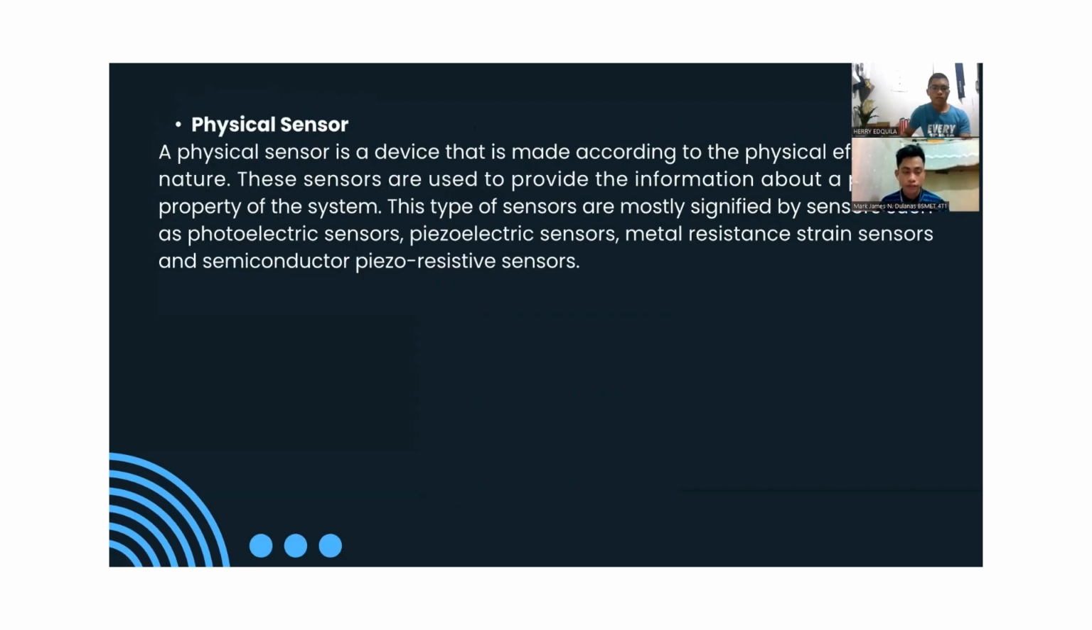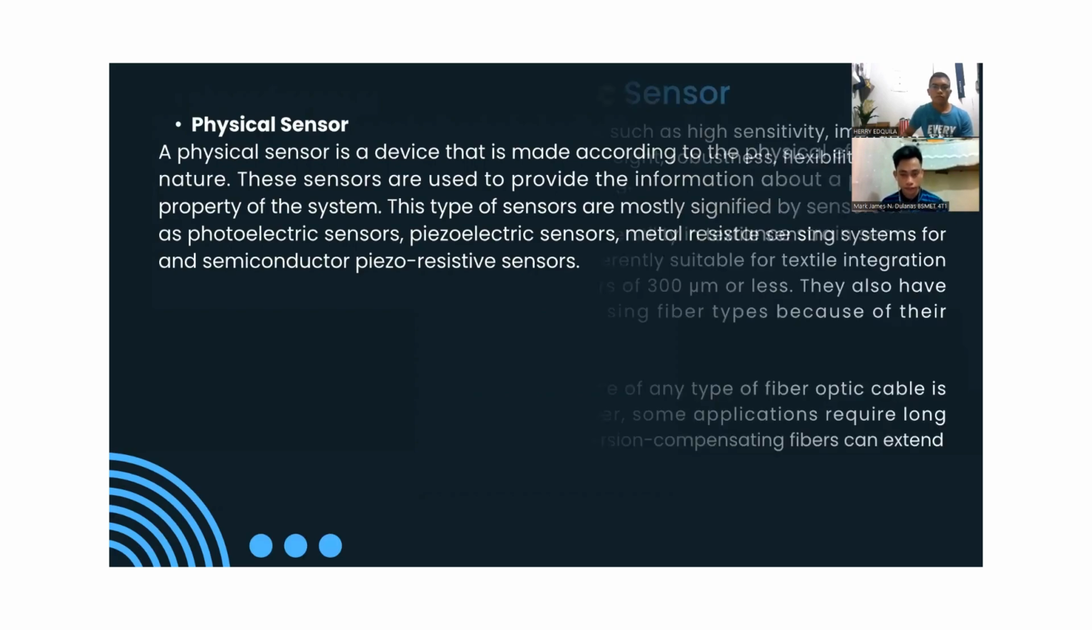Physical sensor. A physical sensor is a device that is made according to the physical effect and nature. These sensors are used to provide information about the physical property of the system. These types of sensors are most signified by sensors such as photoelectric sensors, piezoelectric sensors, metal resistance strain sensors, and semiconductor piezo-resistive sensors.